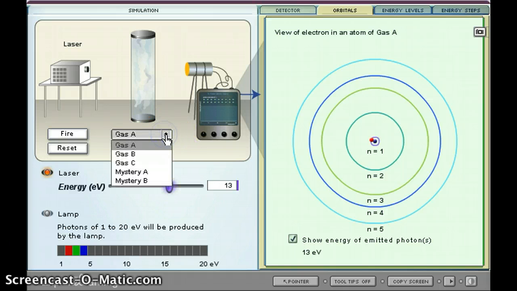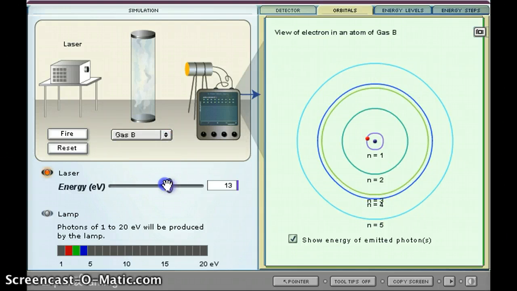Now, would that be true for all samples? Let's go ahead and change our gas from gas A to gas B, and we'll go back and try all those again. So here's the 1 electron volt. Nothing happens. Let's go up to 4 electron volts. Nothing happens. Let's go up to 7. Nothing happens.